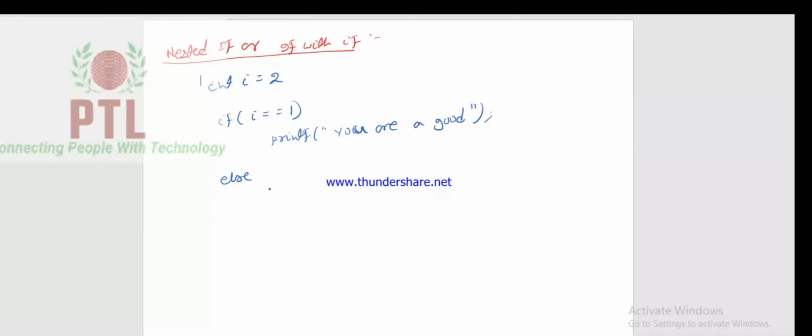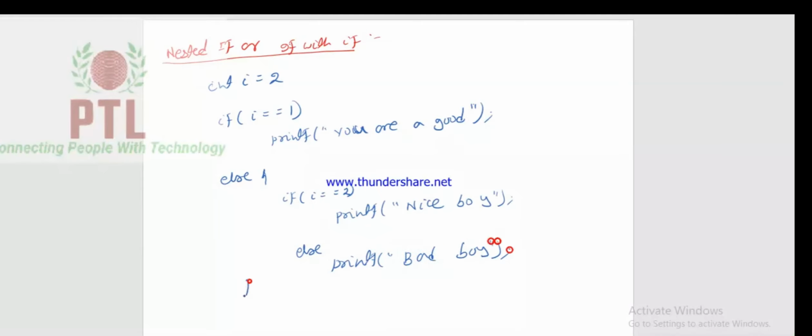Else what I will do, else again I will check if i equals to 2, printf nice boy. Okay, else printf bad boy. Okay, end of the else, right?